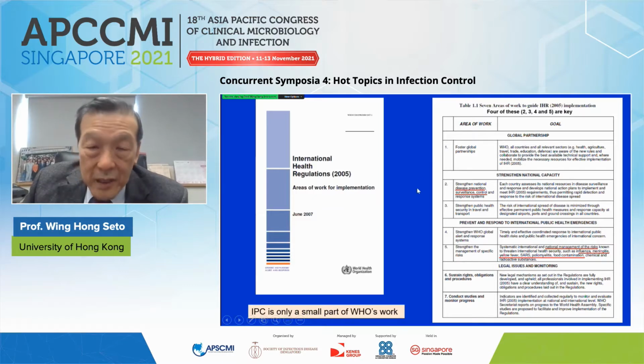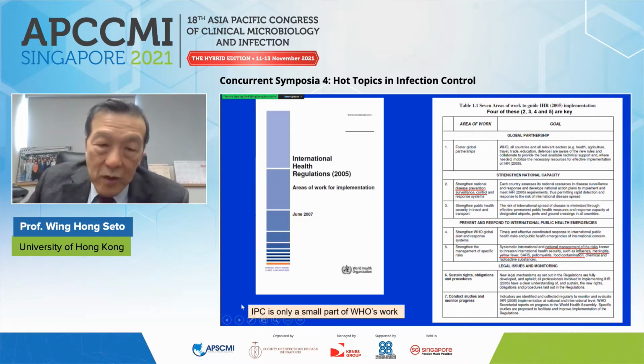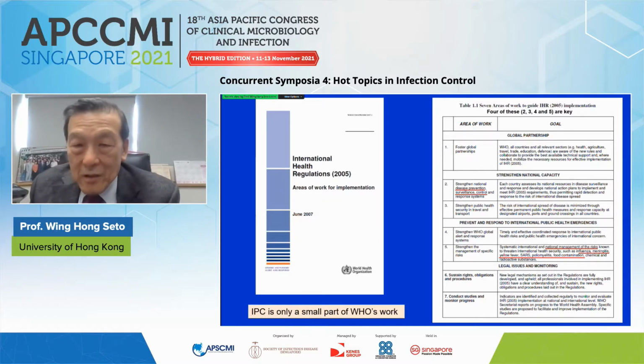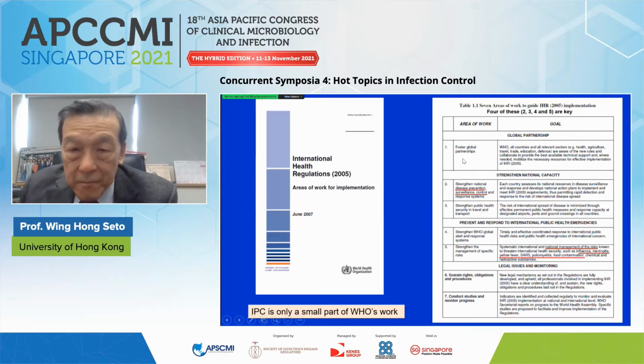Now, if you look at this table, you can find that really, as I put down here, infection prevention and control is only a small part of WHO's work. So do realize that. Now, of course, I am right now talking about hospital infection control more, okay? So as far as hospital infection control, WHO work is really only a small part linked to it, and I put it in red.